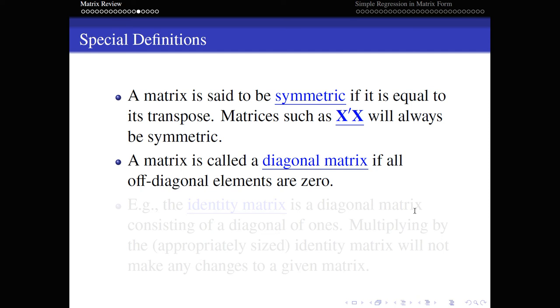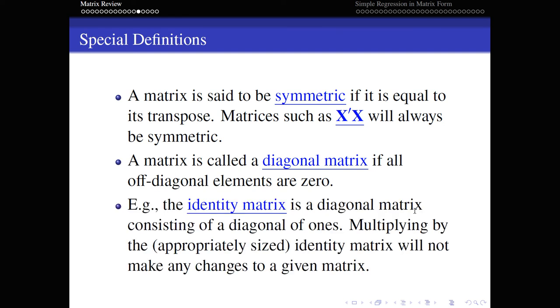So we talked about the identity matrix earlier. The identity matrix is a diagonal matrix. Now, in a diagonal matrix, the on-diagonal elements don't have to be 1. If they're 1, that's the identity matrix. Otherwise, they could be anything. But in a diagonal matrix, everything that's not on the diagonal is 0.